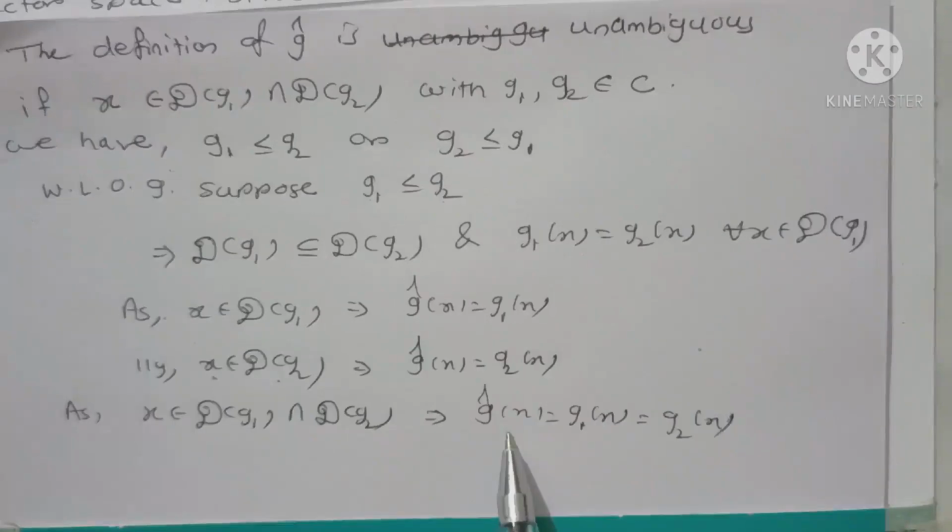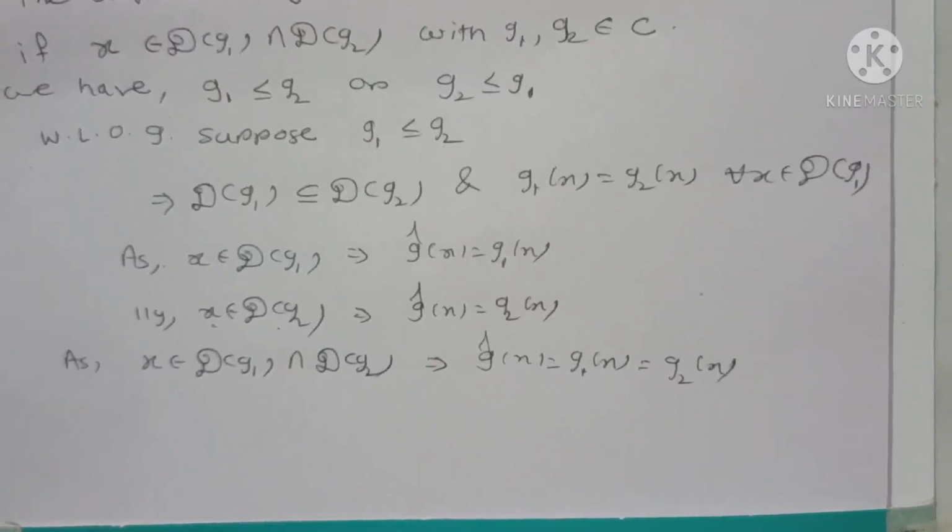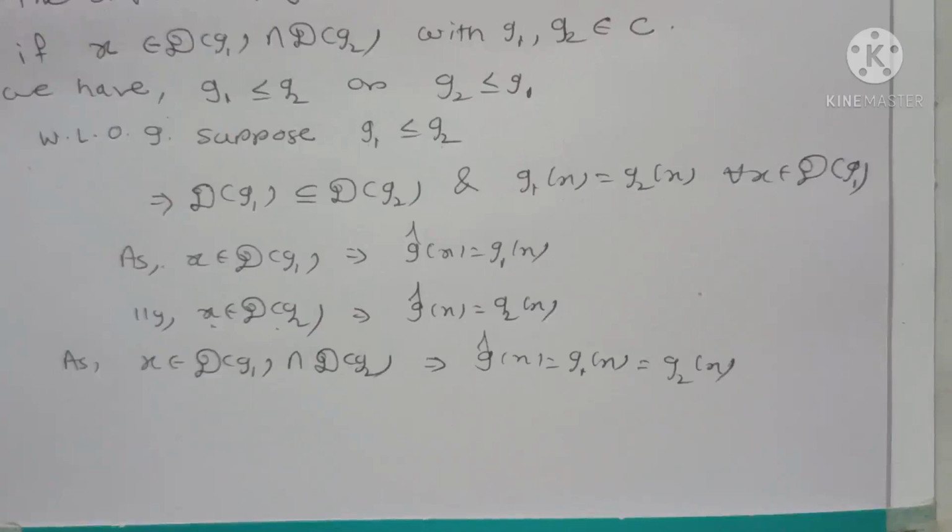Therefore, we have this equality, and in this way we show that the definition of g cap is unambiguous because it is independent of the particular choice of representative. That means g cap of x is equal to g1 of x, as well as equal to g2 of x, because it is independent of the particular choice of the representative. And therefore g cap is defined unambiguously.